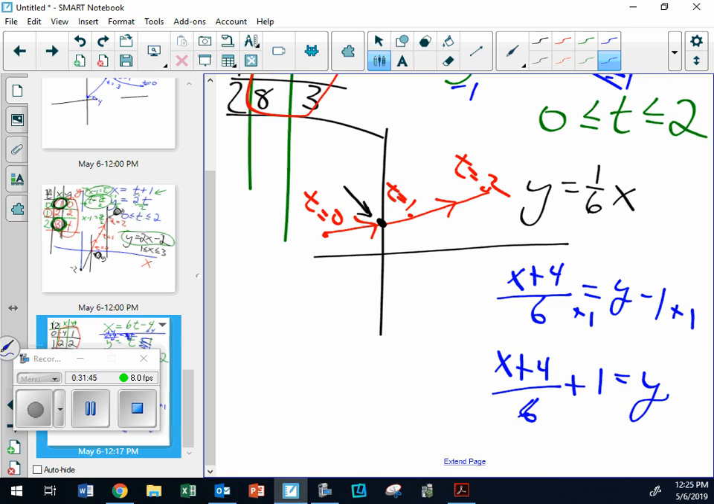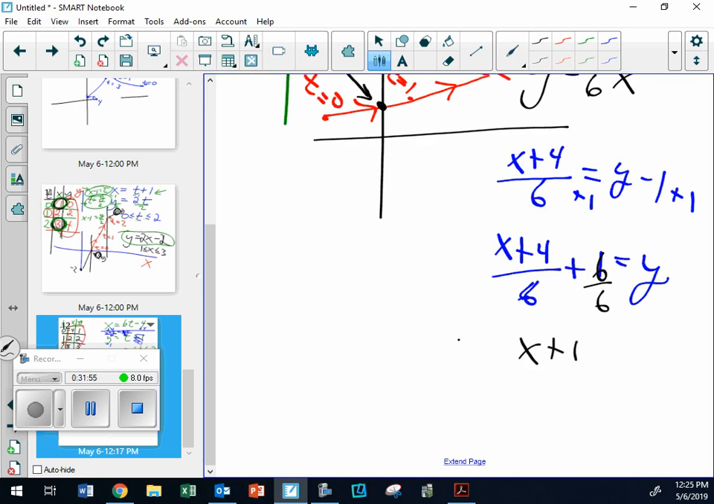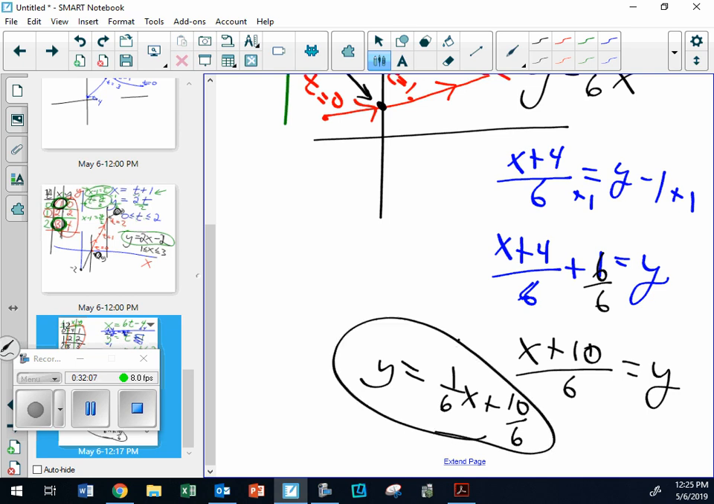But it'd be a lot nicer if I could put these together. Would you agree this is 6 over 6? Common denominator. X plus 10 over 6. 1/6 x plus 10/6. There it is. How many of you got that or something that's equal to that except in a little different form? Okay, good. And who remembered to do the domain?